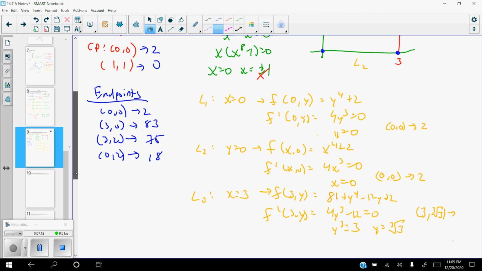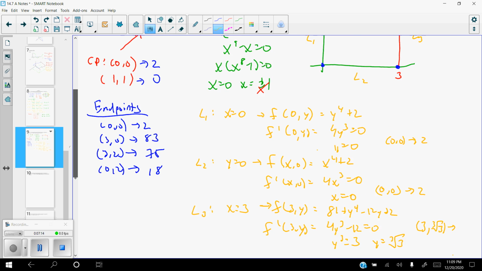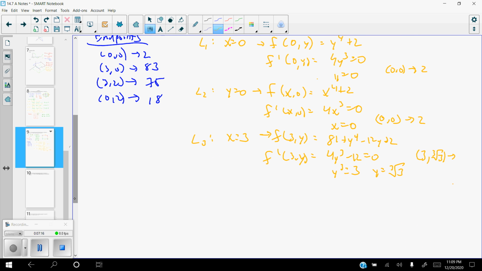Okay, not exactly an easy one to do here. If you use your calculator on this one, you're going to get approximately 70 point something, but that's nowhere near the maximum, so we're good. We don't really have to know the exact value there.